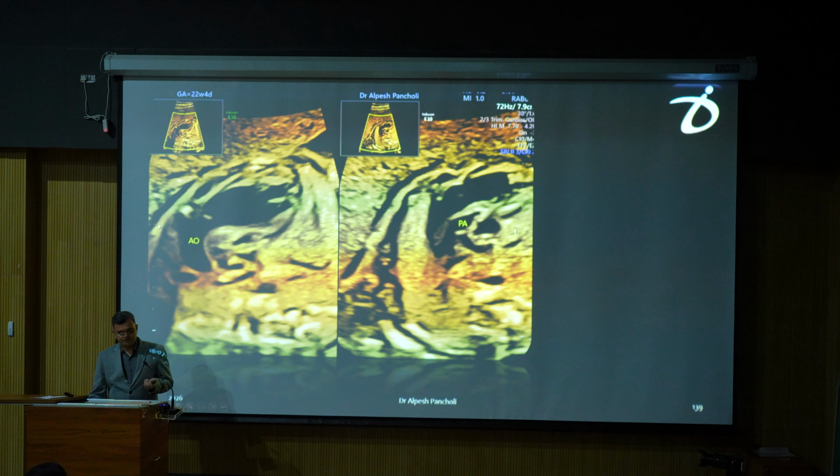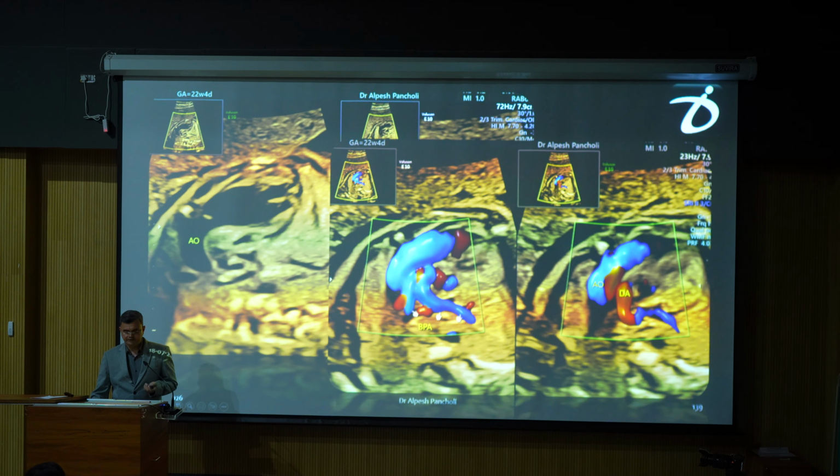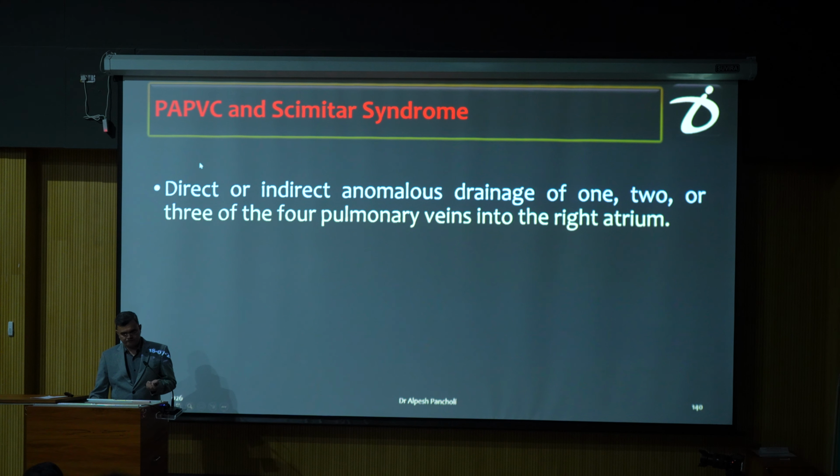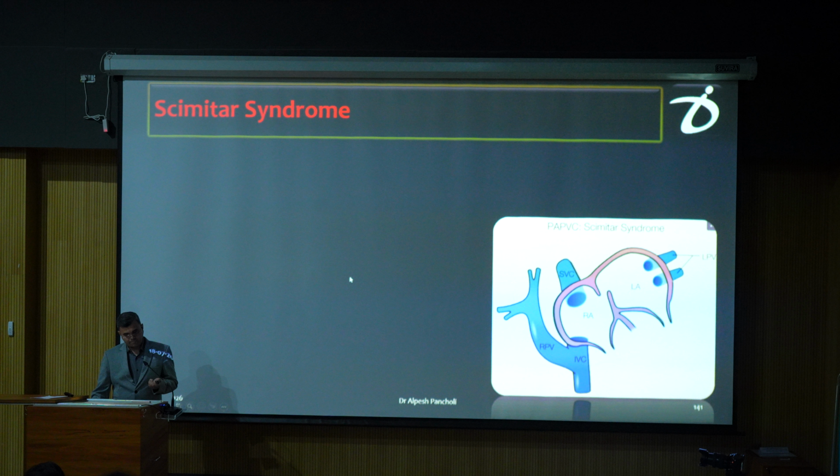It can be associated with, as we have seen, the stomach on the right side. On the heart, there was a DORV with pulmonary atresia as well. Coming to PAPVC, it is a direct or indirect anomalous drainage of 1 or 2 or 3 veins. It is very difficult to suspect prenatally. One such entity is Scimitar syndrome.